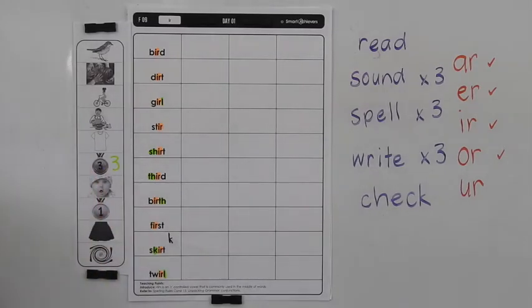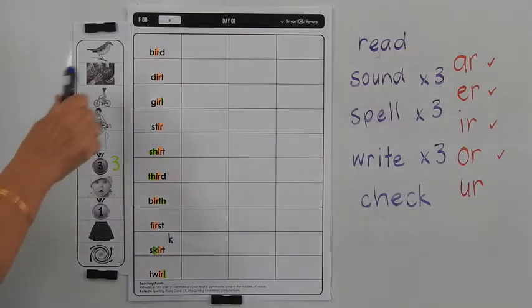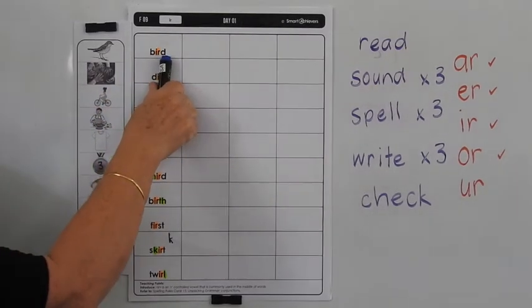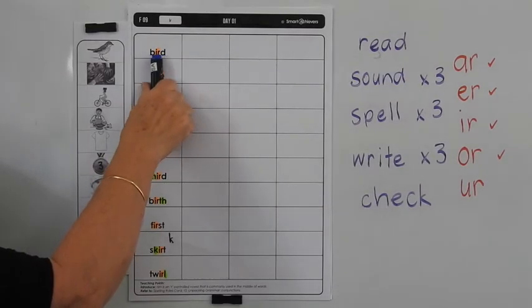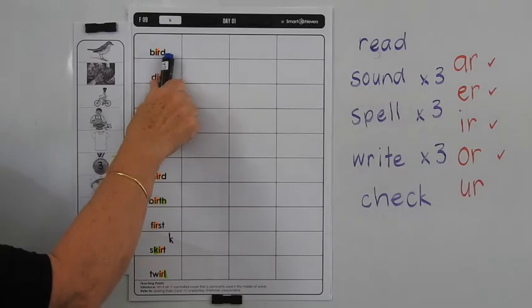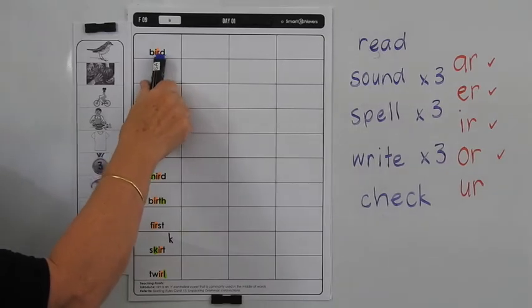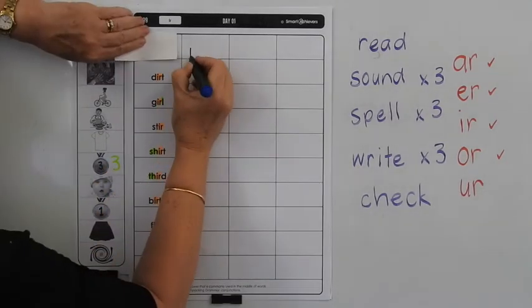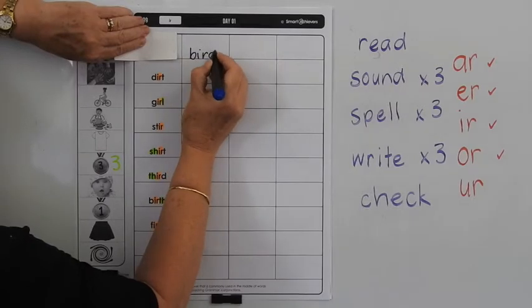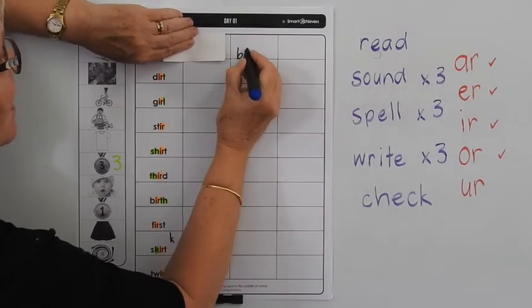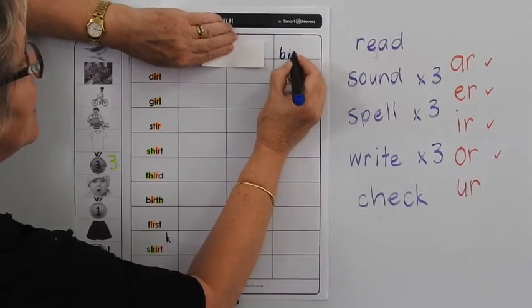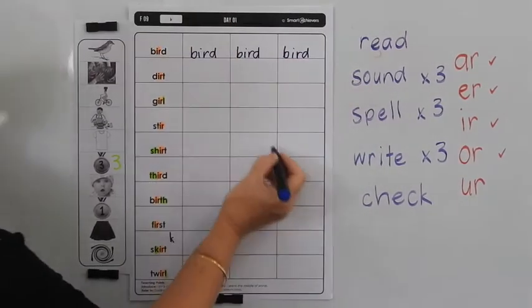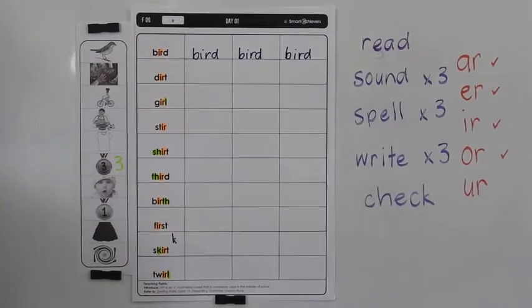Right, let's read these words, sound them, spell them and write them. So we've got bird, bird, B-I-R-D, B-I-R-D. And you can finish the rest of that page on your own.